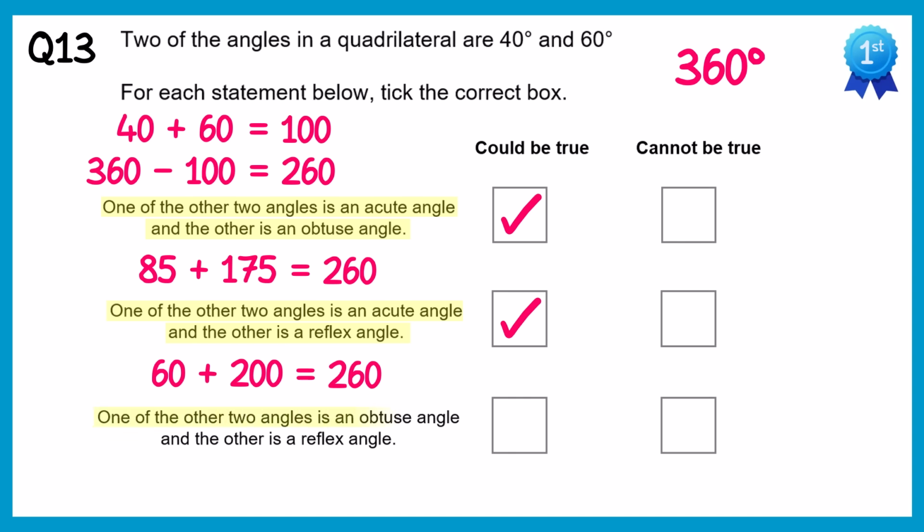For the final one, one of the angles is obtuse and the other one is reflex. Remember, obtuse angles are at least 90 degrees and reflex angles are at least 180. And if you add 90 and 180, you get 270. And remember, the obtuse angle needs to be greater than 90 and the reflex greater than 180. So when we add the two angles together, it's going to be more than 270. So we're never going to be able to get 260, so this one cannot be true.